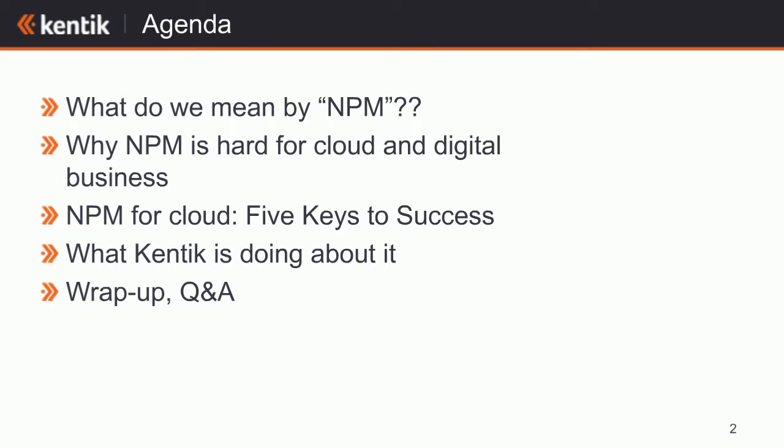What I'm going to talk about today is, we have to do a little bit of level set and define what we mean by network performance management, just so we're all on the same page. Then we're going to talk about why this is hard in these next generation, newer environments that we're dealing with, the entry of cloud and digital business architectures. Then we'll talk about what we think are 5 keys to success for solving some of those challenges. We'll wrap up with a view on how we're dealing with that at Kentik, and then we'll finish up with some Q&A.